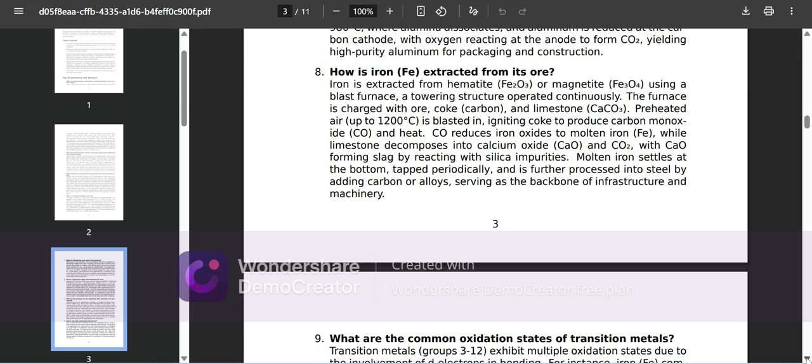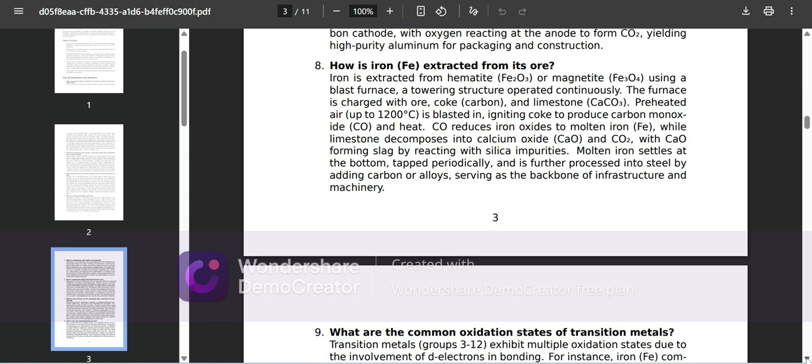By reacting with silica impurities, molten iron settles at the bottom, is tapped periodically, and is further processed into steel by adding carbon or alloys, serving as the backbone of infrastructure and machinery.